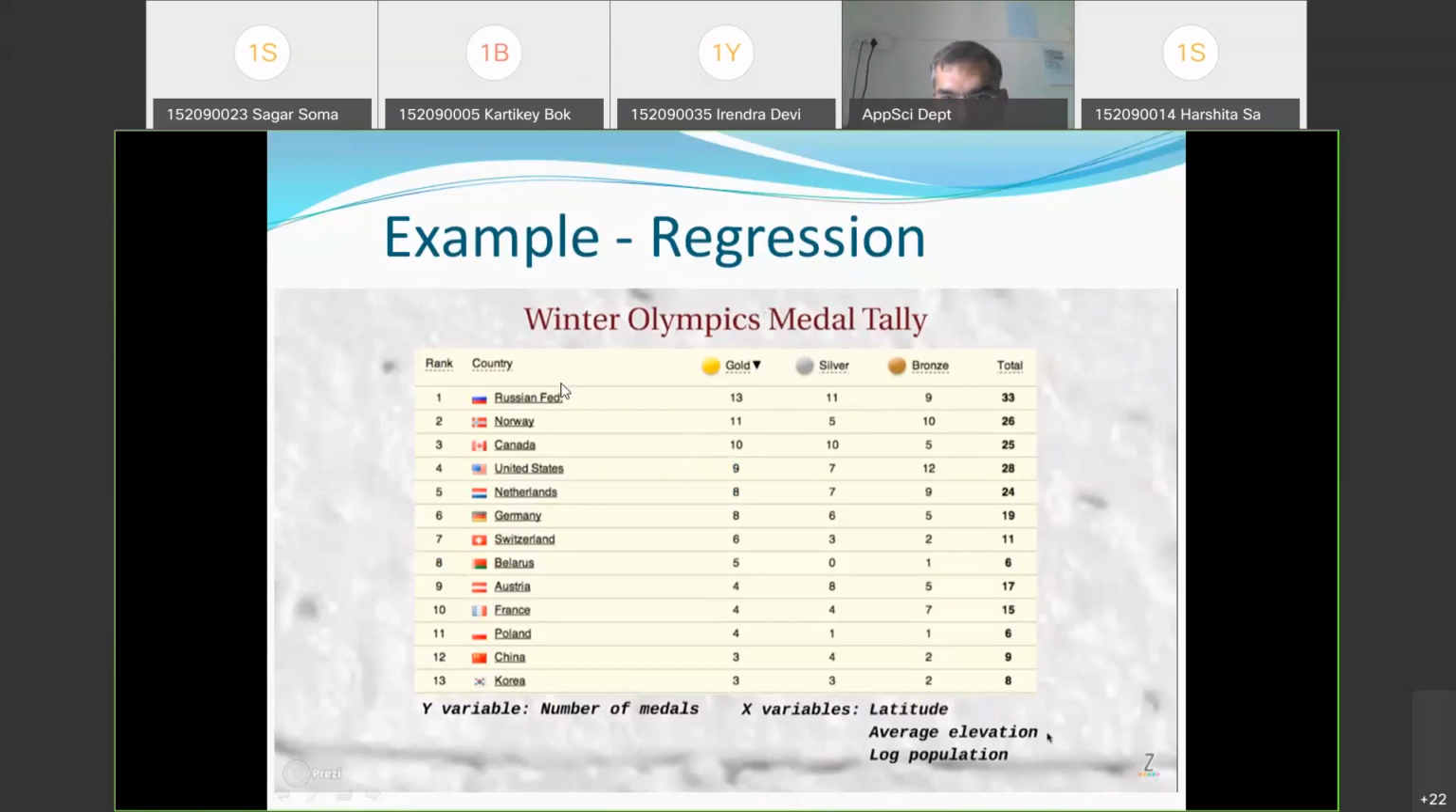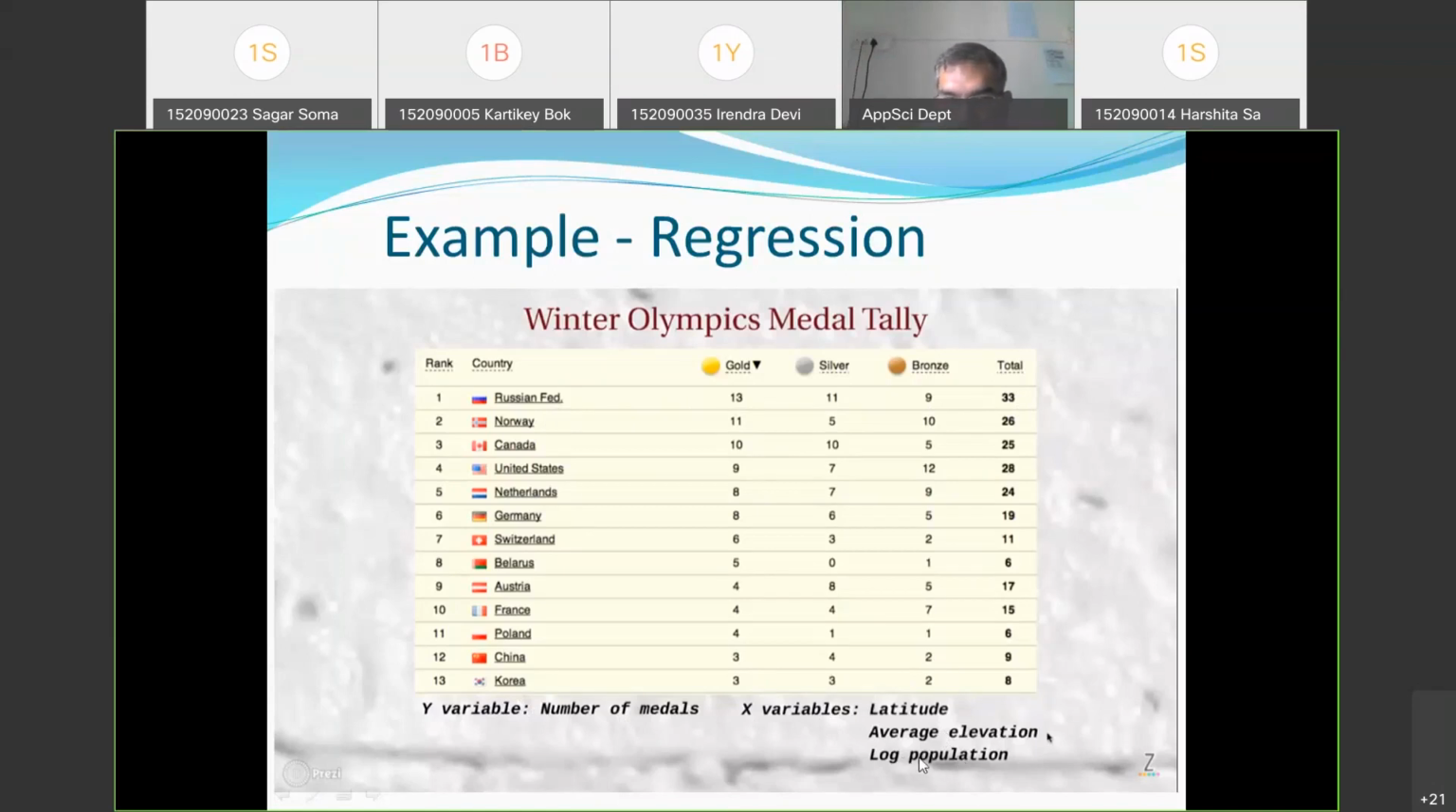So this is the Olympics medal tally. These are countries, and these are how many gold, silver, and bronze medals they have won. And this is our total medals. Total medals is the dependent variable here, the number of medals. An independent variable is the latitude of the country, that is, the geographical position of the country, then average elevation from sea level, and population.